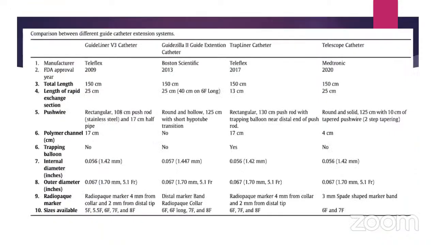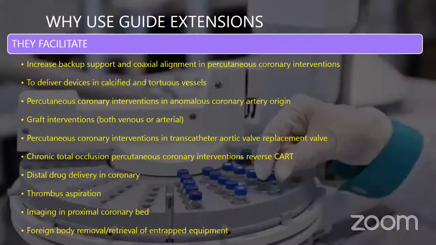Coming to comparing these guide extension catheters, the Guideliner and the TrapLiner have a rectangular push rod, whereas the Guidezilla and the Telescope have a rounded push rod. Coming to internal diameter, the Guidezilla has 0.057, comparably larger compared to the Guideliner V3, the TrapLiner, and the Telescope catheter. The outer diameter is the same in all the catheters.